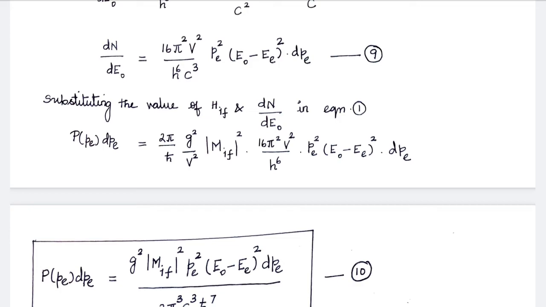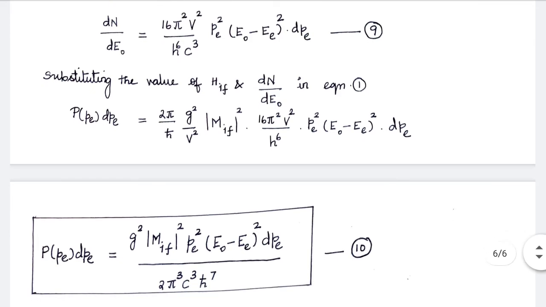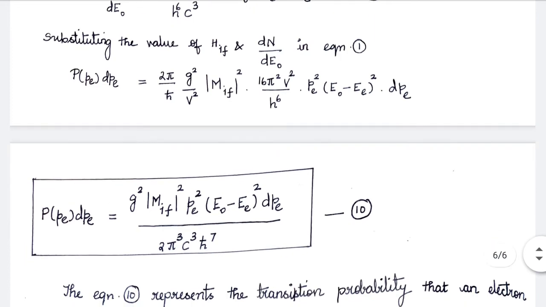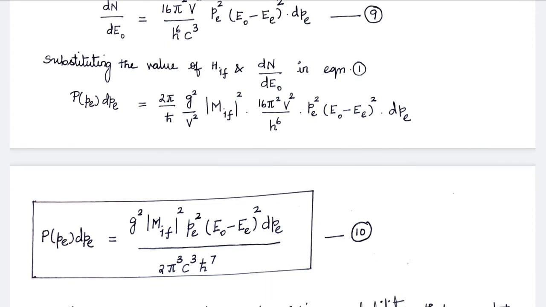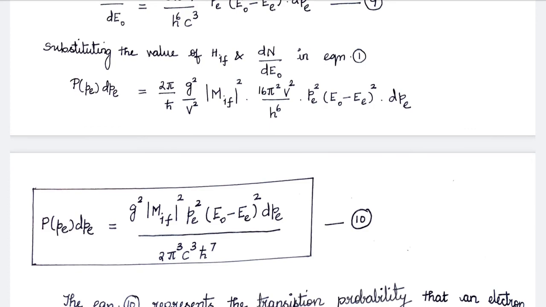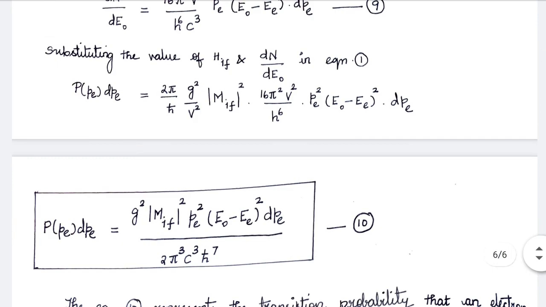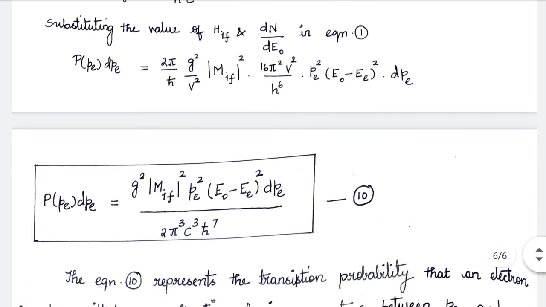Now let us substitute the value of the interaction matrix element and dN by dE_0 in equation 1, that is Fermi's golden rule. We get capital P, which represents the probability. P(p_e) dp_e is equal to 2π by ħ g² by V² |M_if|² into 16π² V² by h⁶ p_e² (E_0 minus E_e)² dp_e. Here V² and V² get cancelled, and we have an ħ at one place and h⁶ at another place. We are going to convert all the h's into ħ.